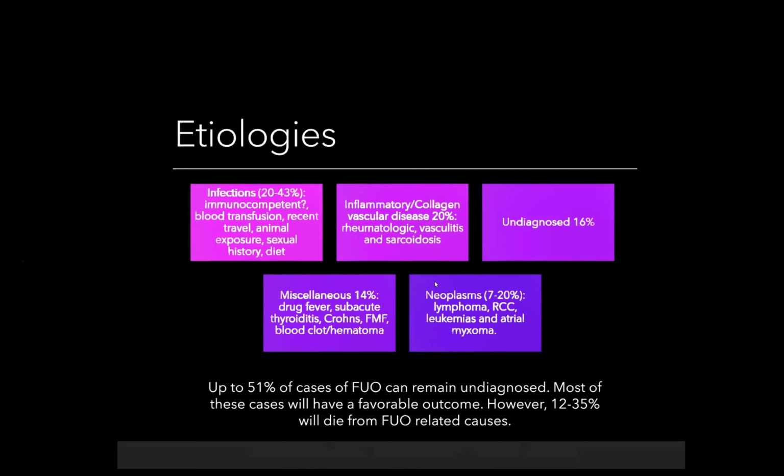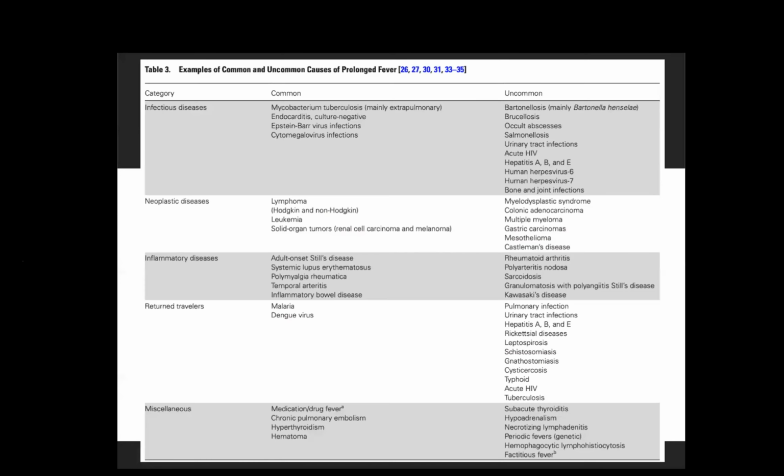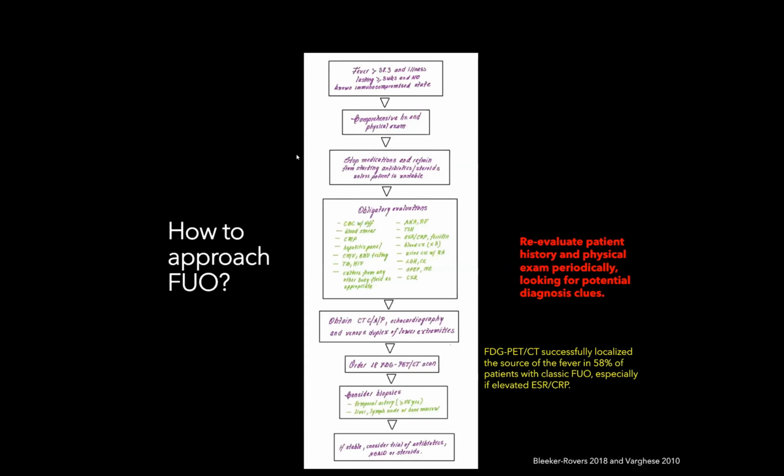There's something to say about fever of unknown origin, that up to 51% of the cases can remain undiagnosed, and that's huge, right? Most of these cases, however, will have a good outcome. However, 12 to 35% can die because of some related cause. And this is just for you guys to see the amount of differentials that you can have from the fever. And then how can you approach it?